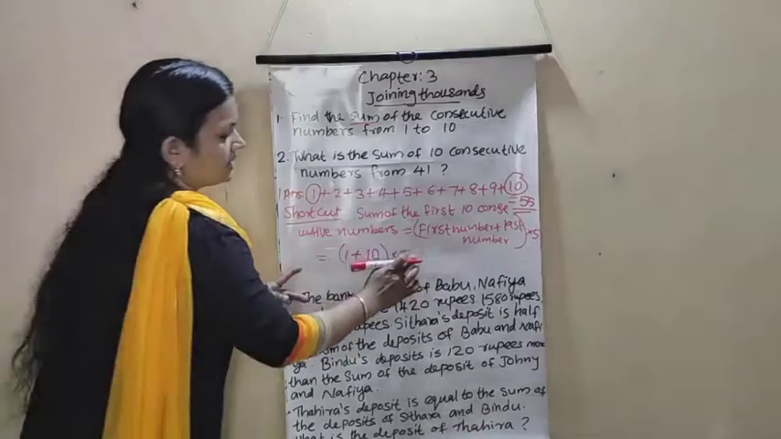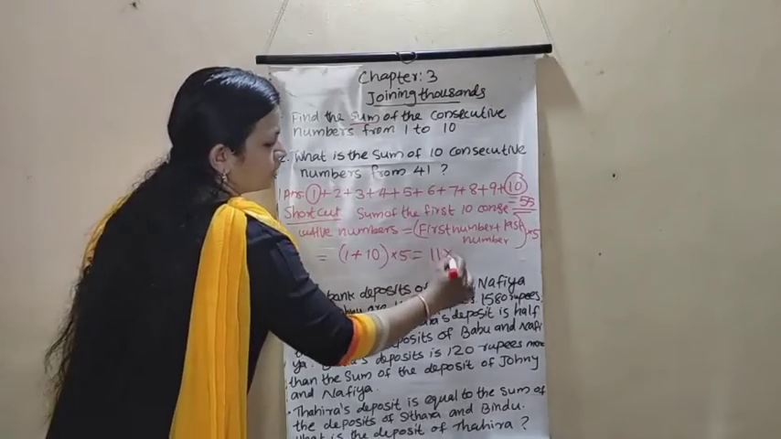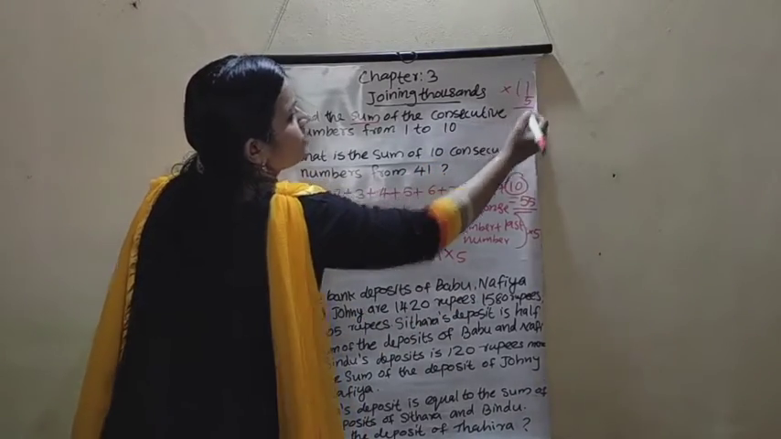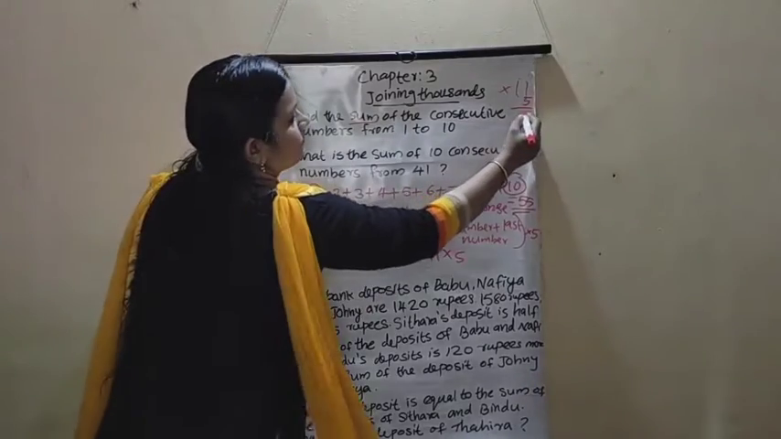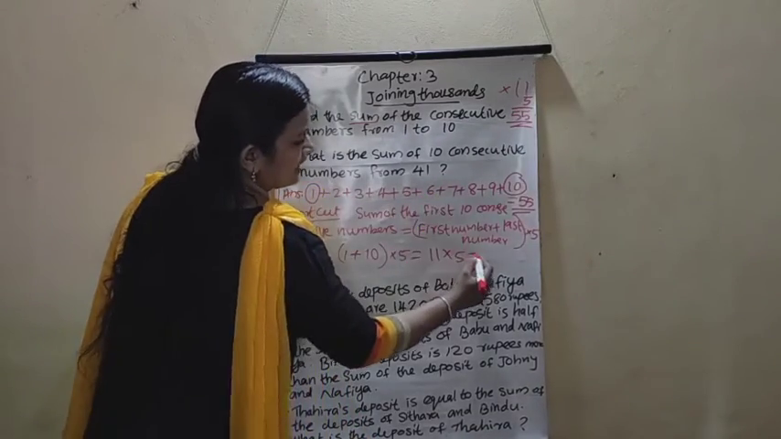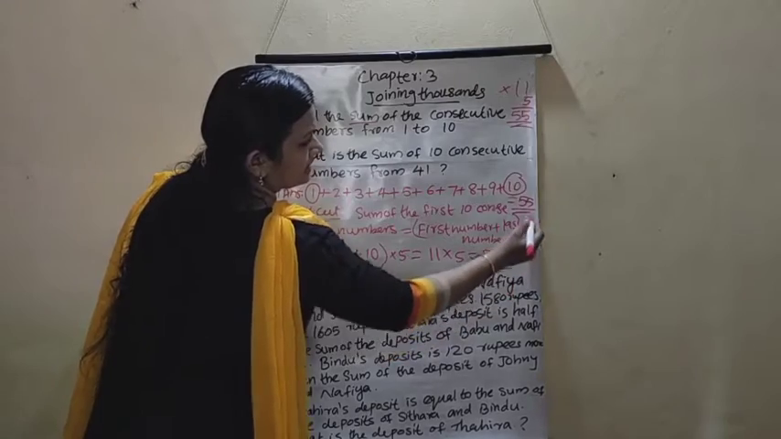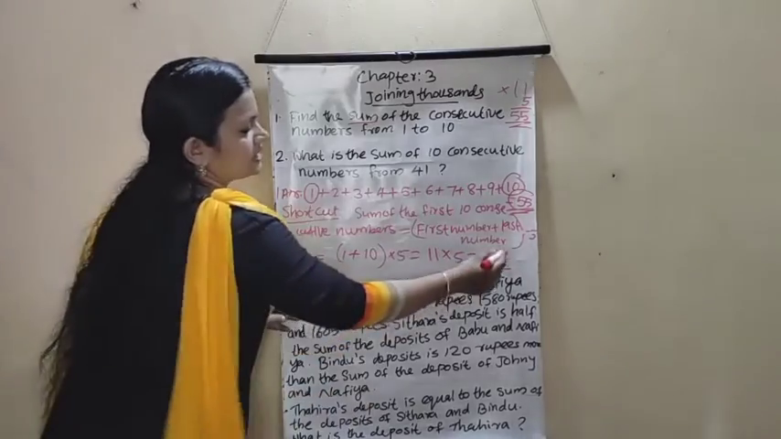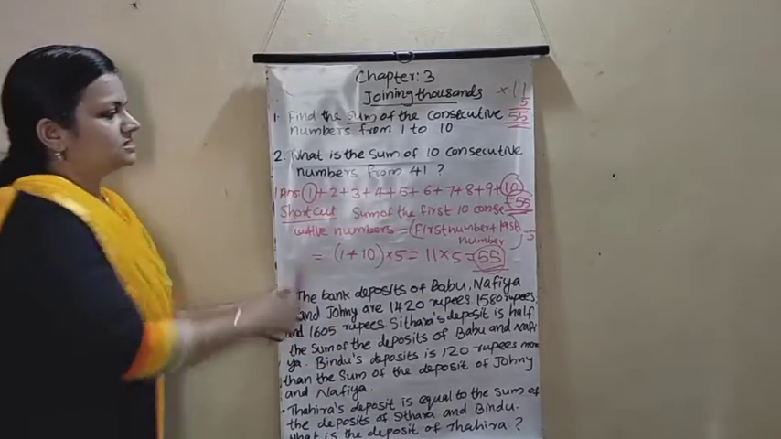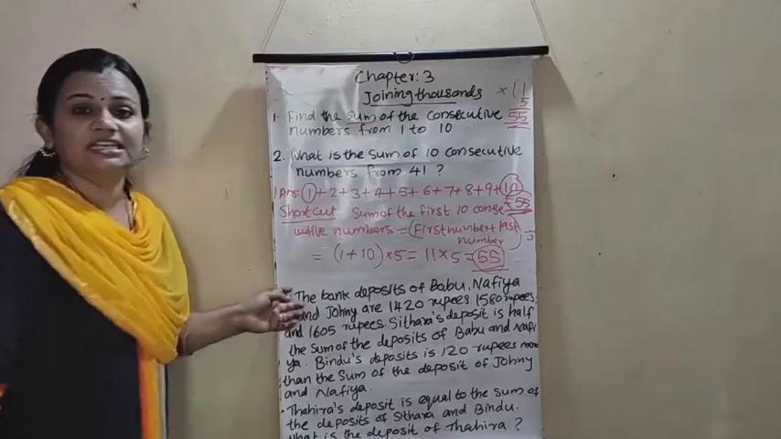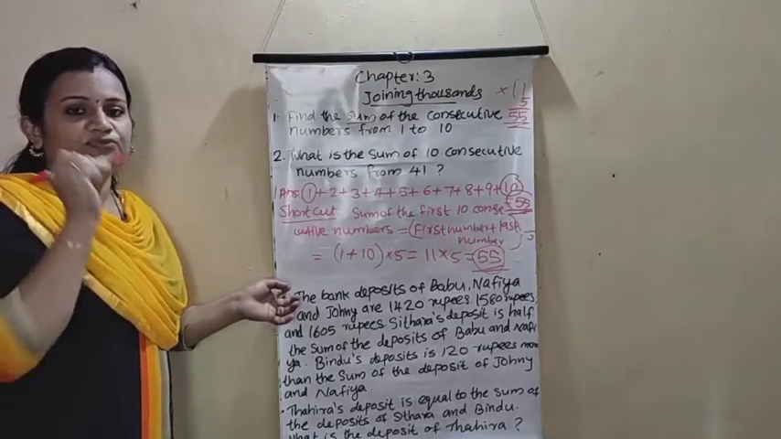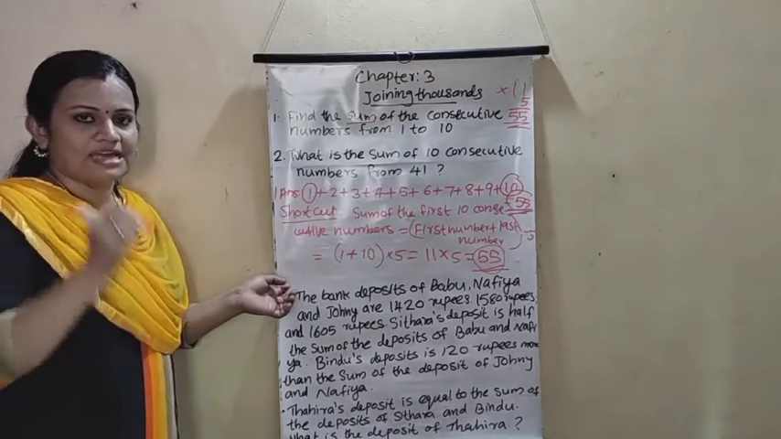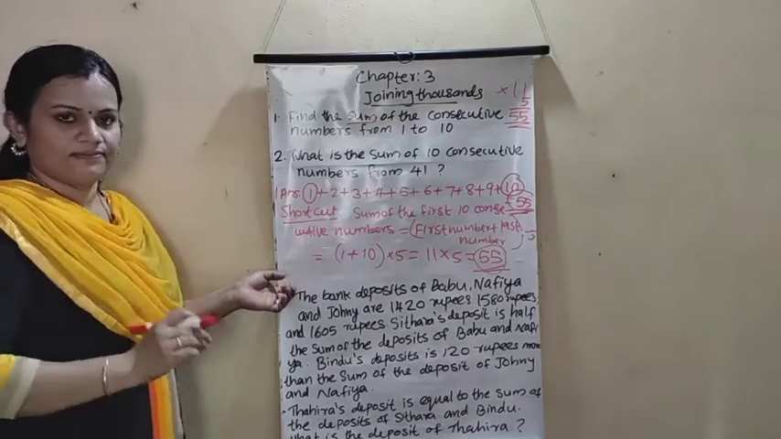What is 10 plus 1? 11 into 5. What is 11 into 5? 5 ones are 5, 5 ones are 5. What is the answer? 55. We get this answer also: this answer also is 55. This is the direct method, and this is the shortcut method. To find the sum of the first 10 consecutive numbers, it is first number plus last number into 5.